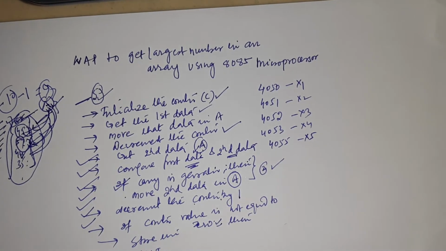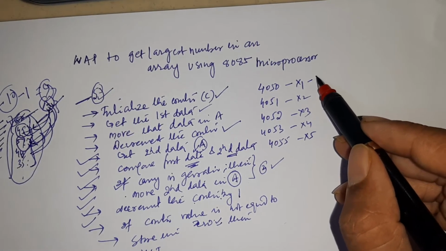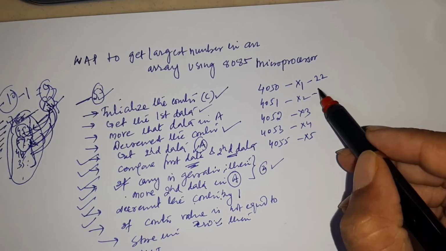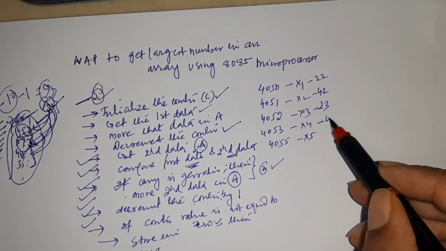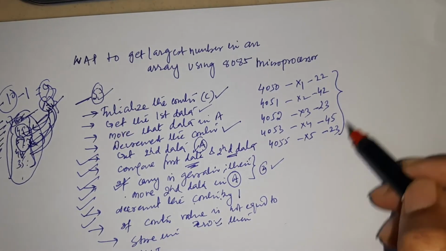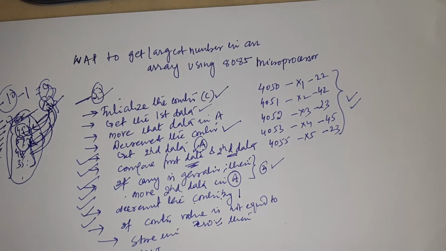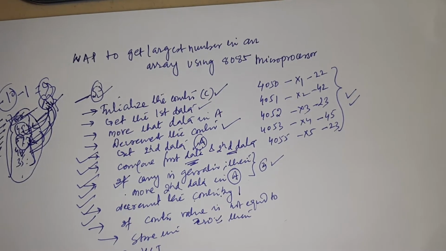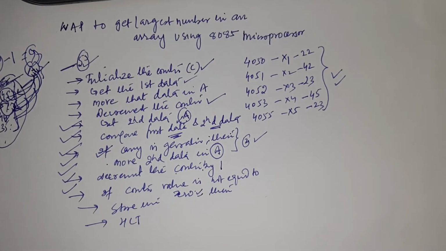Suppose these numbers are for understanding purposes only: 22, 42, 23, 45 and 23, and we have to find which number is largest. So basically we have to write a program. Let me explain step by step.